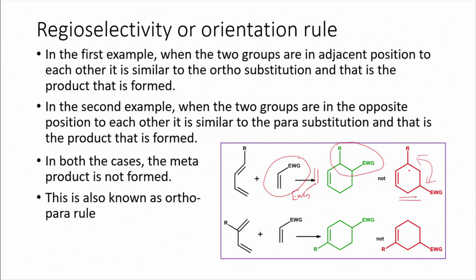So, we have two different types of products possible, but in most of the Diels-Alder reactions this is the only product that is formed. And similarly, if there is a substituent on the second carbon atom, when the electron withdrawing dienophile reacts with this particular diene, we end up with a para substituted product, but not the meta substituted one. So, let us look at why or how this reaction actually proceeds.